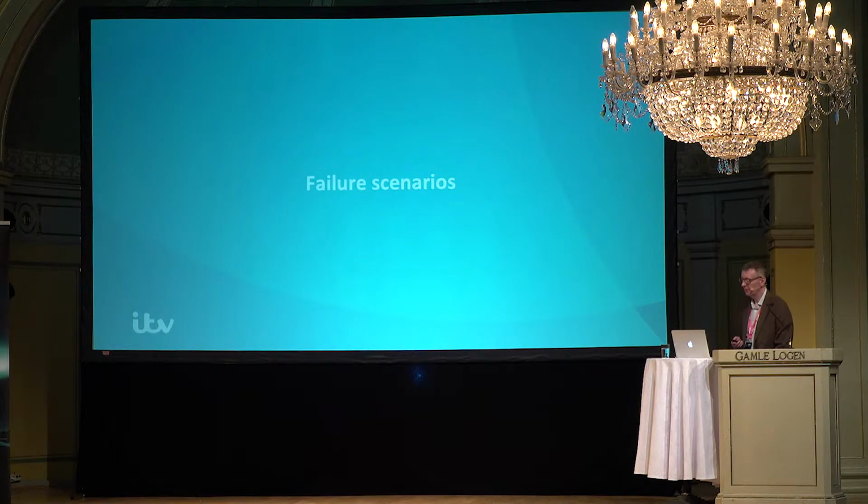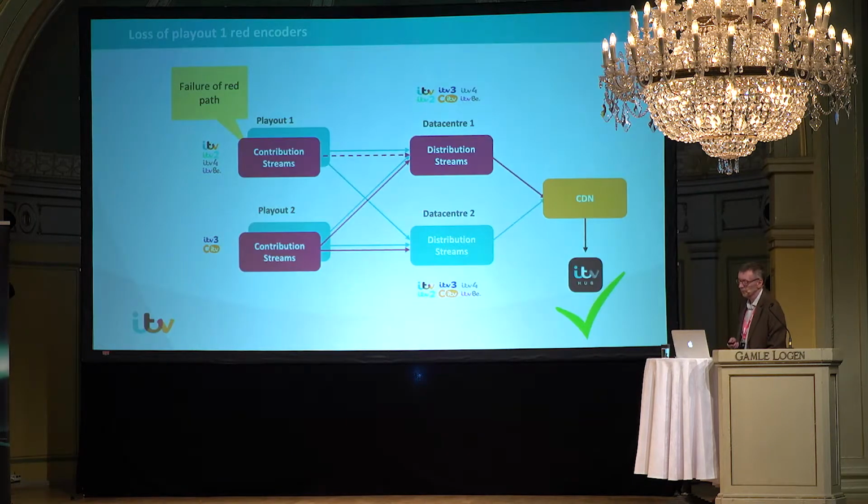So let's look at some failure scenarios, more of the same diagrams. If we look at the loss of a red path from the playout center, you can see the red line is dashed, but that doesn't matter, the blue path is there, so that service is maintained.